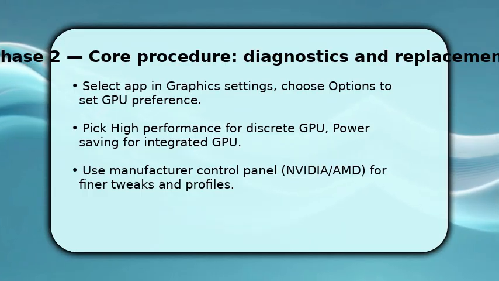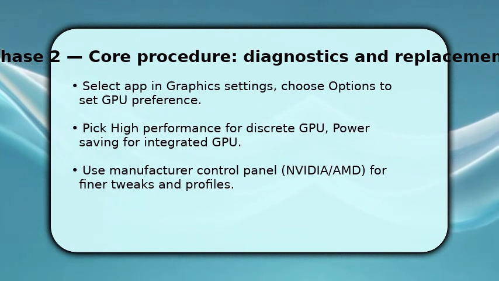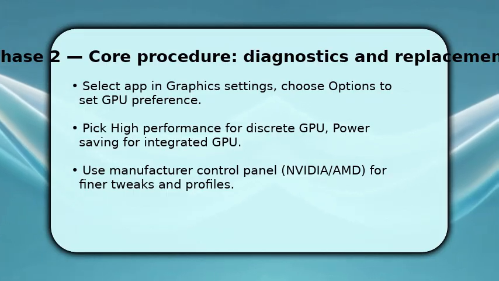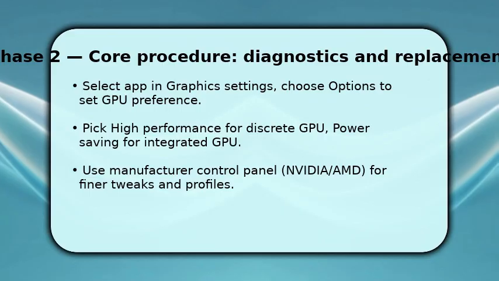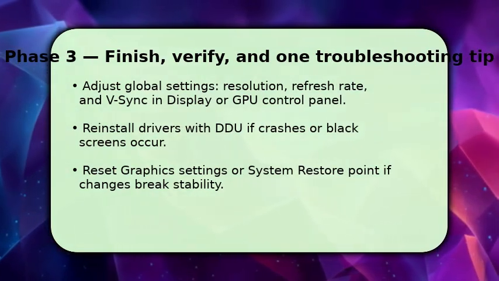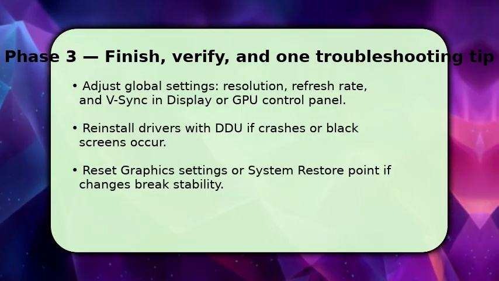For advanced tuning, clock offsets, fan curves, or per application profiles, open NVIDIA Control Panel or AMD Radeon software and finish by applying final tweaks and knowing how to recover. Change global settings like resolution and refresh rate in display settings, and toggle VSync or frame rate limits in your GPU control panel to reduce tearing.